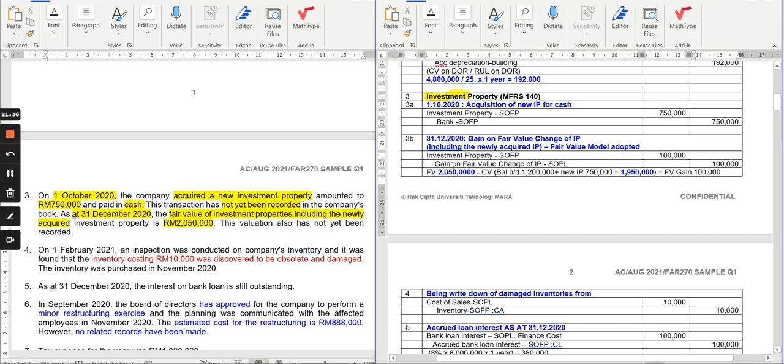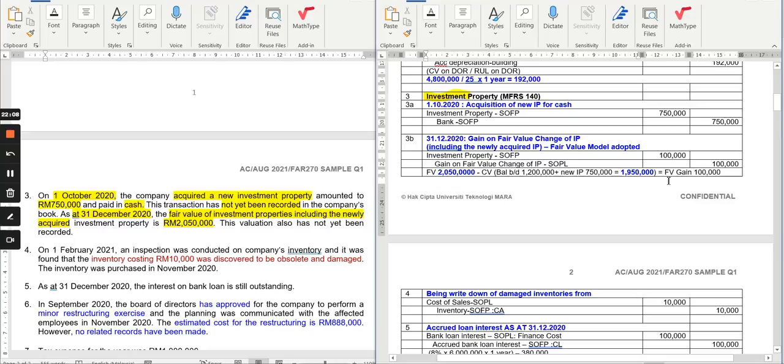Do not go and credit that to the ARR. These are the mistakes that students need to always try to avoid. That is not an item under PPE. So that shouldn't be credited to the ARR. It has to be credited to the gain on fair value change of IP, which will be in your SOPL. You can also include that under other income, but here I'm showing that separately later as a line item in my statement of profit or loss.